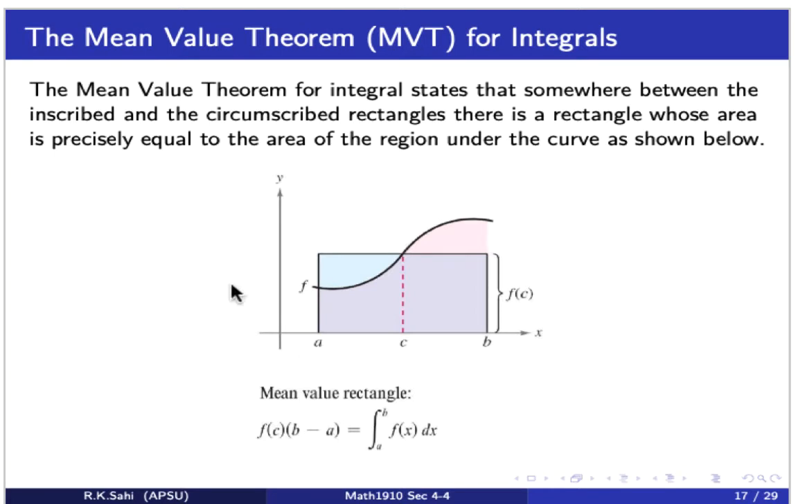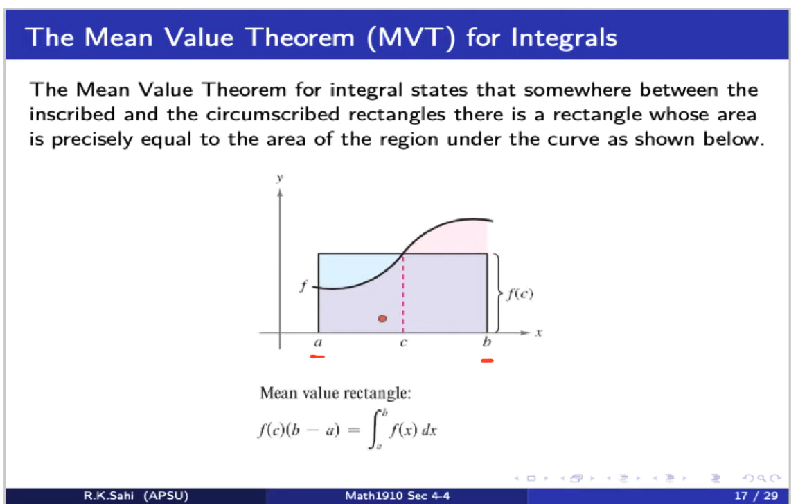So here we have a continuous function on the interval a to b. And the mean value theorem says that somewhere between the circumscribed and the inscribed rectangle, there is a value c whose area is exactly the same as the area of the region under the curve. So that is the real meaning of the mean value theorem.